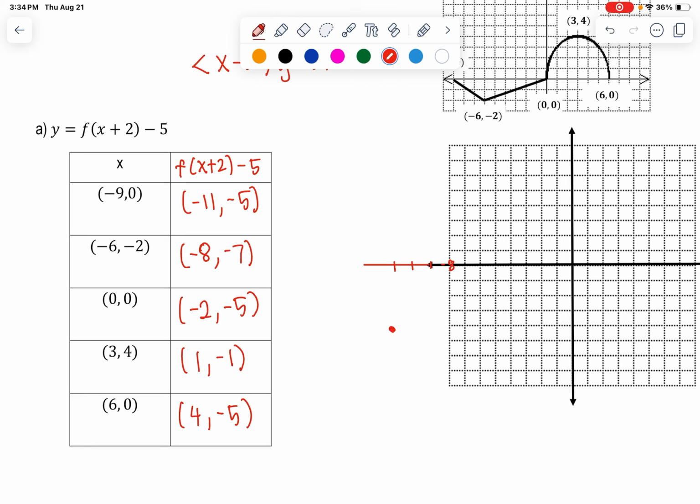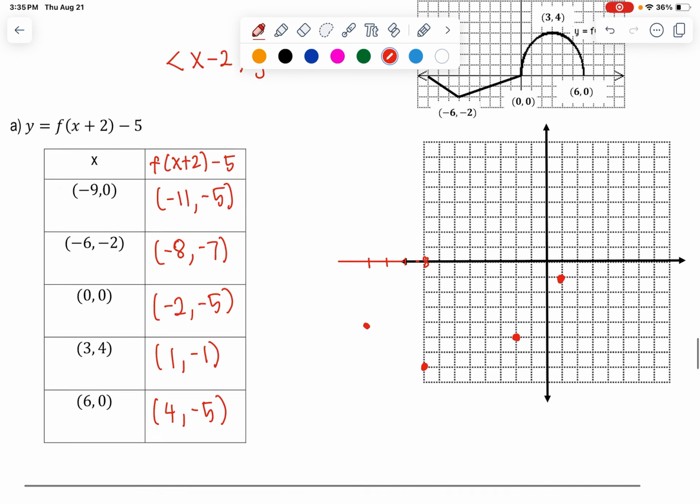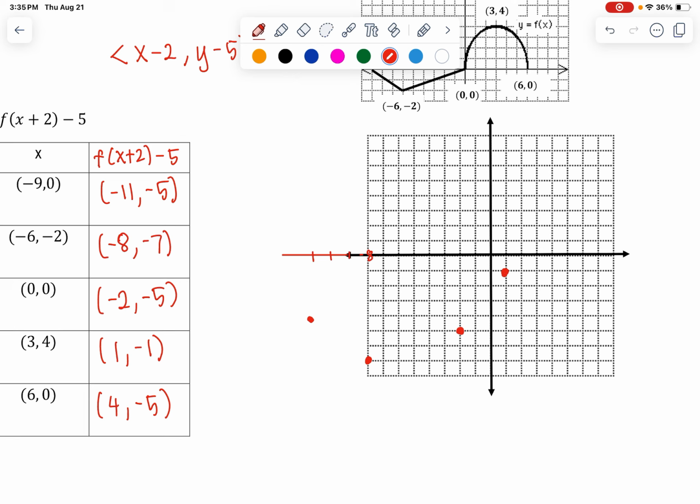All right, the next one's negative 8, negative 7. So that's right here. Then we have negative 2, negative 5. 3, 4, 5. 1, negative 1. And 4, negative 5. 4, negative 1, 2, 3, 4, 5. All right, so we have a straight line here, and then a curvy one there. There you go. Beautiful. Okay, so if you look, it is moved left 2, down 5. Right, if you look from the original.